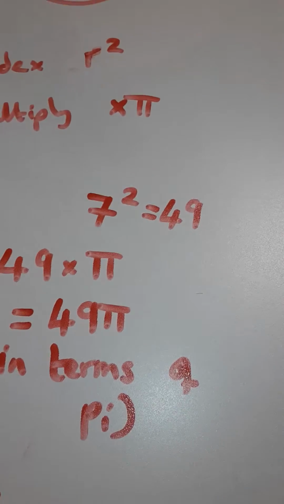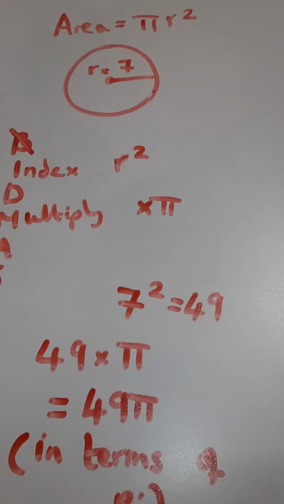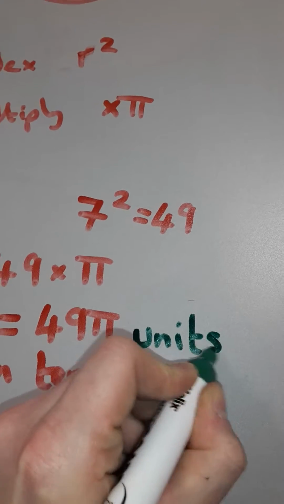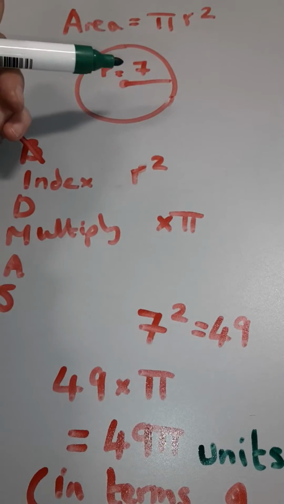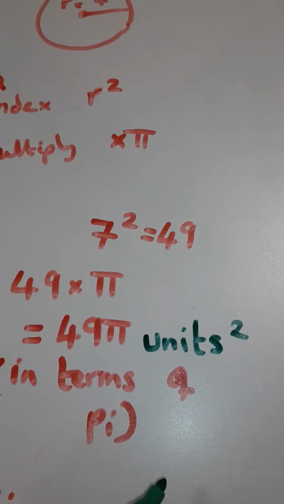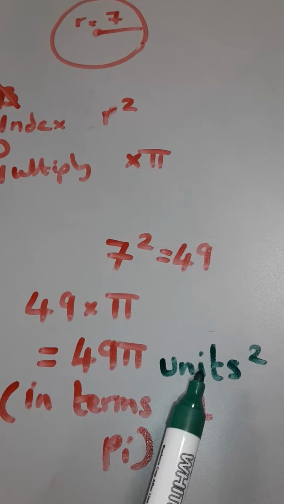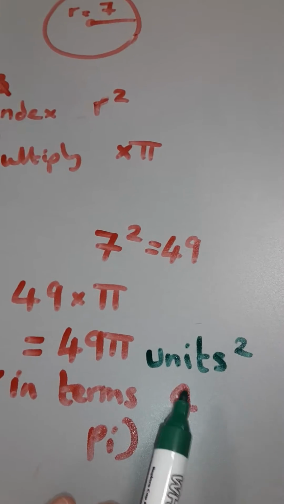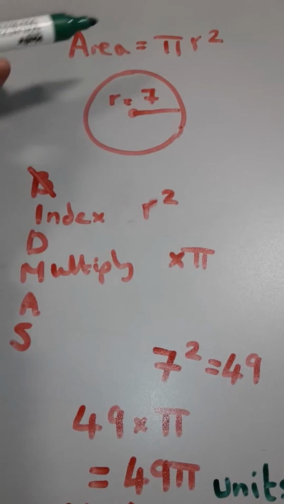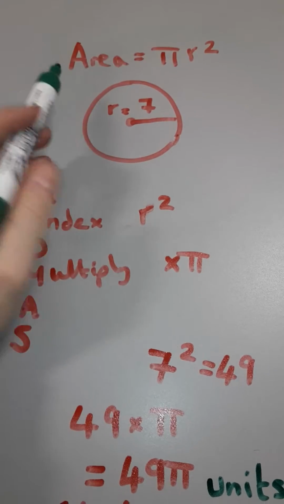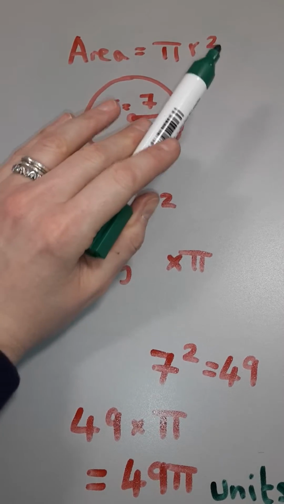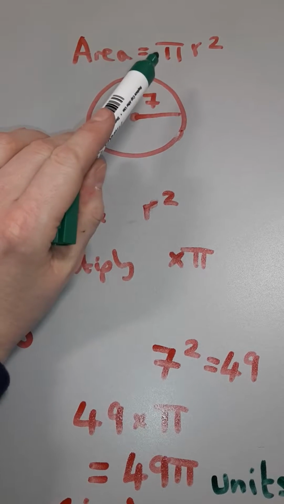The other thing that you need to remember is, because we've calculated an area, we need to show that we use square units. So if they don't give you what units you're working in, always write units squared at the end to show that you understand you're working with an area rather than a length or a volume. So just to recap, make sure you follow BIDMAS. The rule you need to use is area equals pi r squared. Calculate your index first and then multiply by pi.